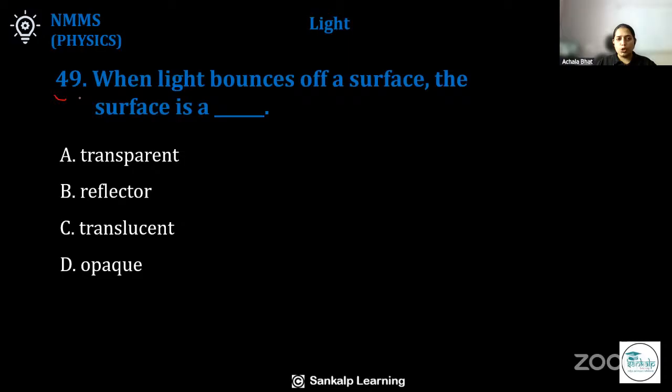Let us see question number 49 of NMMS chapter Light. When light bounces off a surface, the surface is a dash. When light falls on any object and bounces back, now this surface is called option A, transparent.